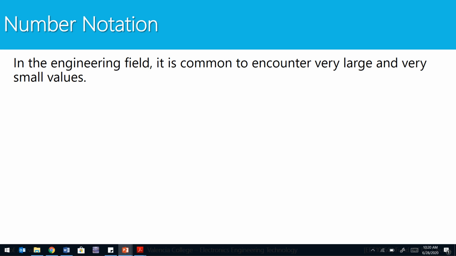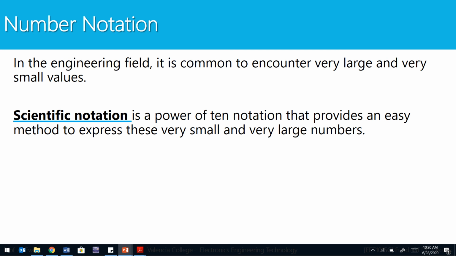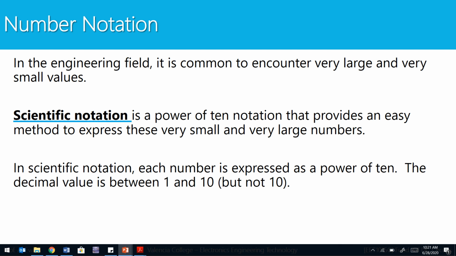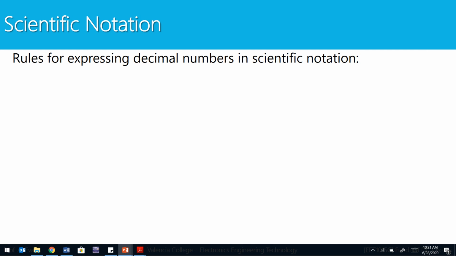So in the engineering field, it is very common to encounter very large and very small values. Scientific notation is considered a power of 10 notation that provides an easy method to express these very large and very small numbers. In scientific notation, which you've probably seen before in another math class, and you definitely should have seen in the Intro to Engineering course, each number is expressed as a power of 10. The decimal value is between 1 and 10, but not actually equal to 10.